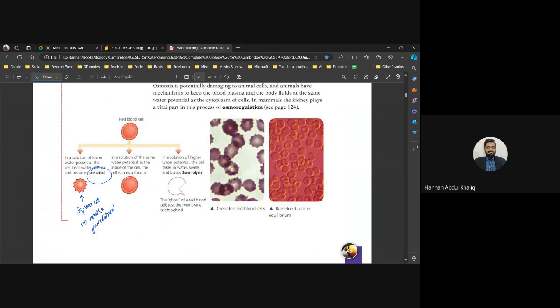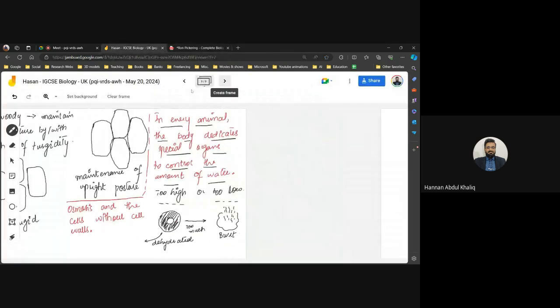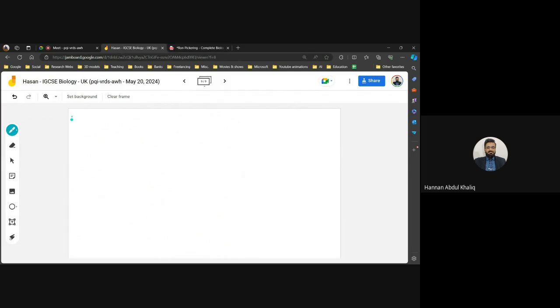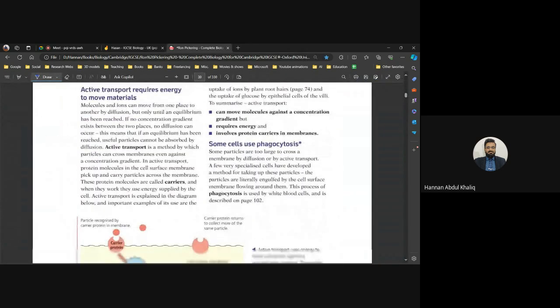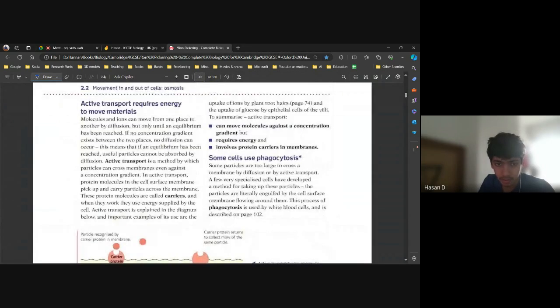Okay, now we have established a concept of how these cells are going to be behaving in the presence of too high or too low water, and how the passive movements would occur. So now we are about to discuss another type of movement that is called active transport. Active transport. What idea do you have about it? No idea, right?